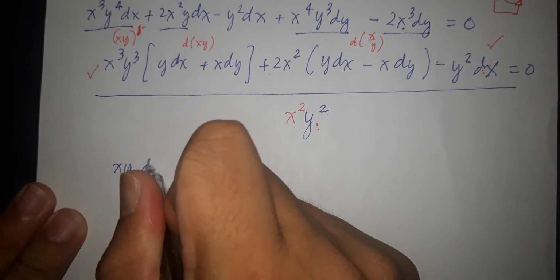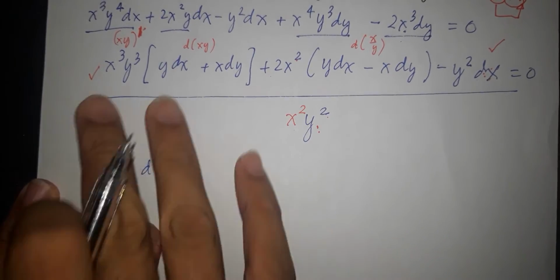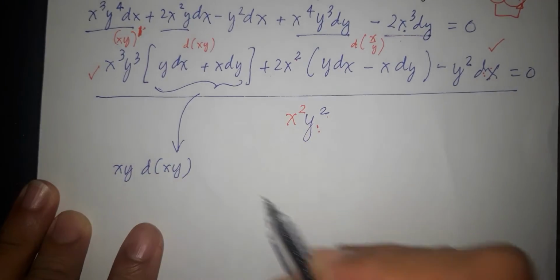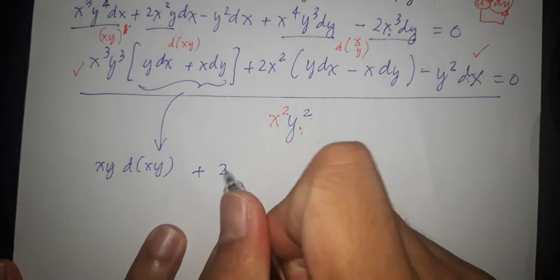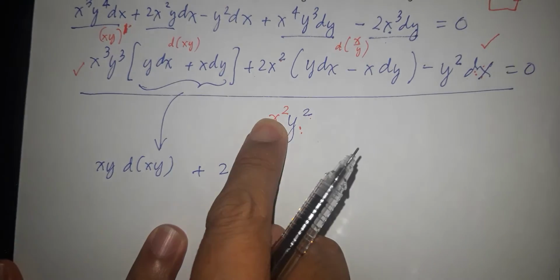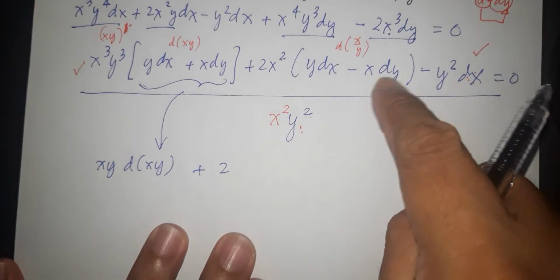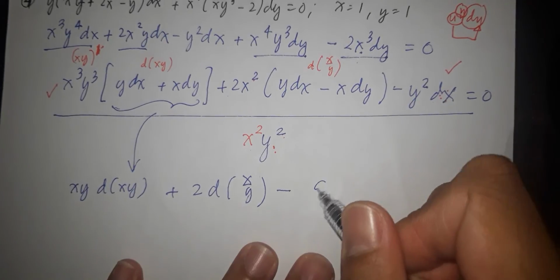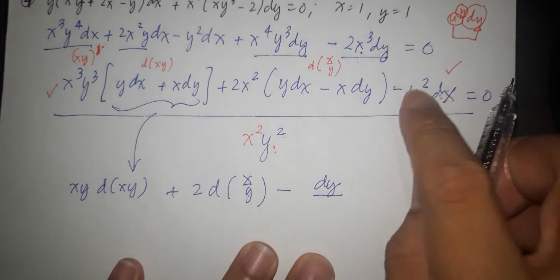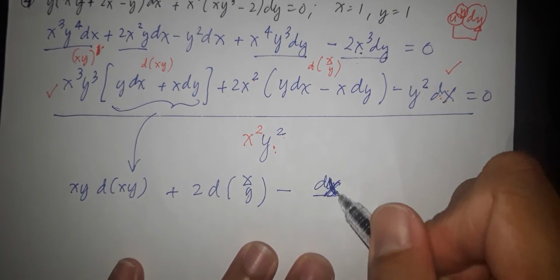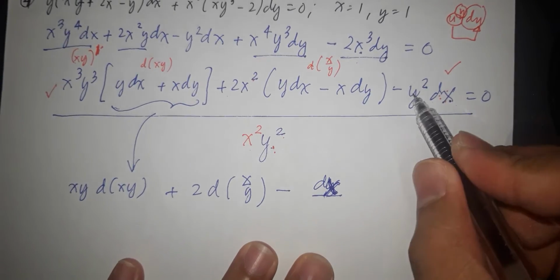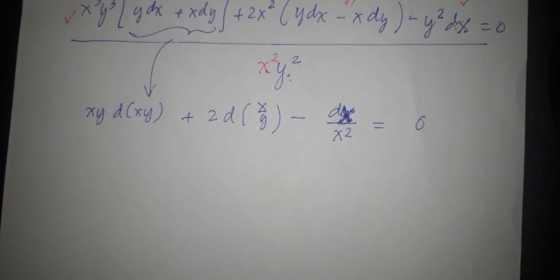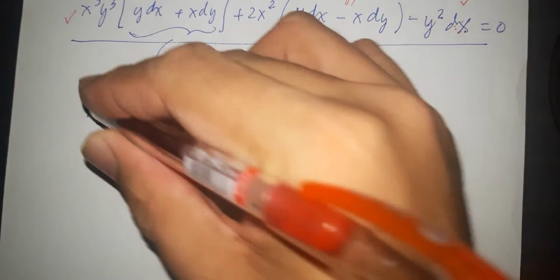So, let us try to reduce this non-exact to exact upon dividing by our integrating factor x squared y squared. This now gives you derivative of xy. Again, that's our first term na because this term is equivalent to derivative of a product xy, plus 2, x squared divided by x squared is 1, and then this y dx minus x dy over y squared is actually derivative of x over y, minus dx over x squared, is equal to 0. So now, pwede na siya lahat maging integrable.